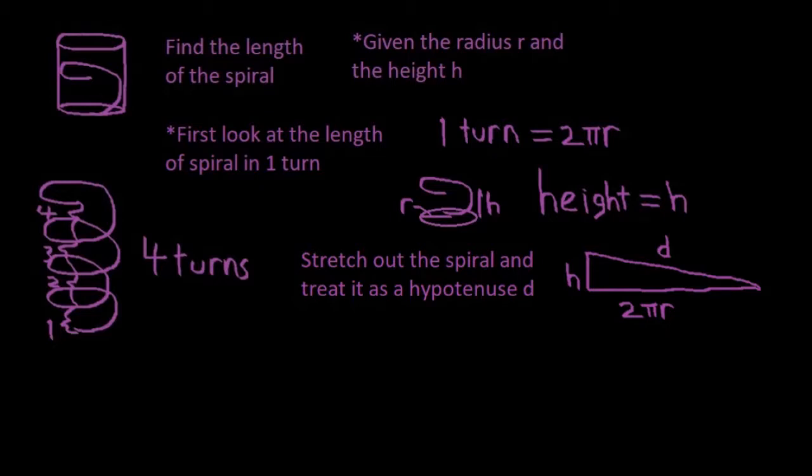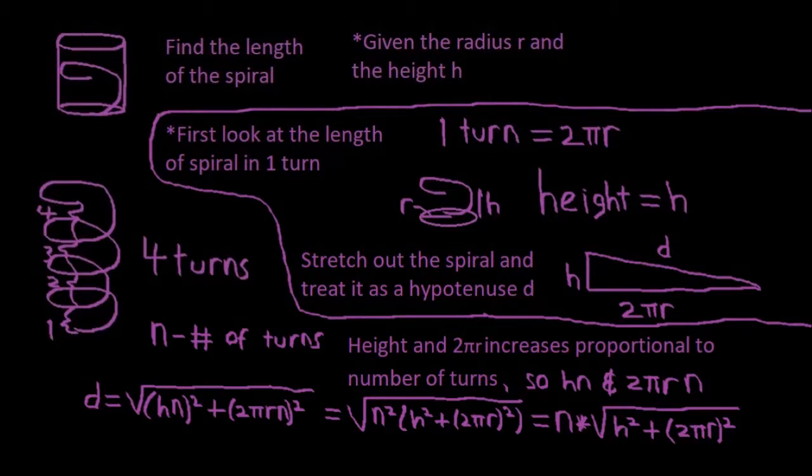Now, let's say there's a certain number of turns. Of course, it's the case with many springs, coils, or a lot of these applications, there are obviously many turns. So let's say n is the number of turns, and this is kind of intuitive and a bit obvious. As the number of turns increases, height and the 2 pi r will proportionally increase with the number of turns. So we can write it as h times n, that is height times number of turns, and we also have 2 pi r times n, 2 pi r times the number of turns.